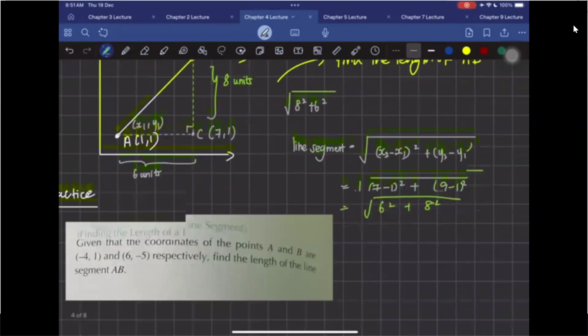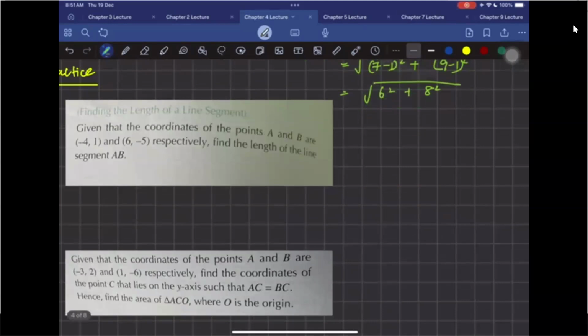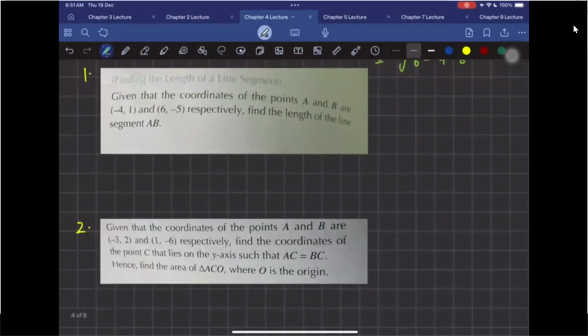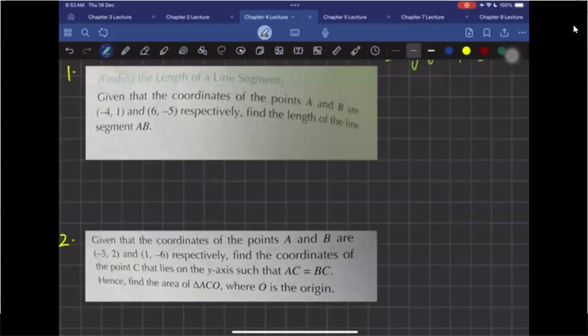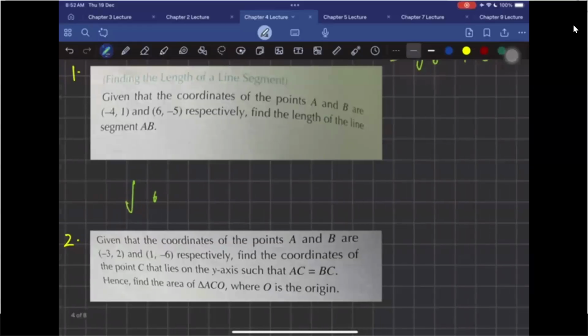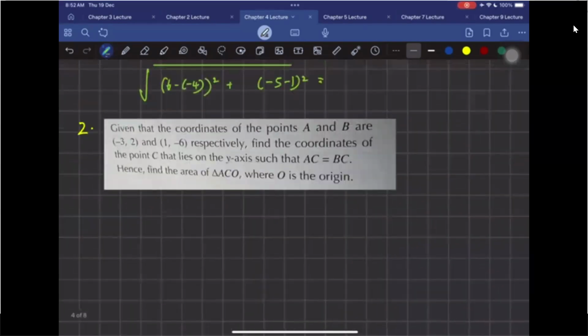Okay, so now let's try some practice. So do pause the video and try it out before I carry on. So just plug in the formula. You'll get 6 minus 4 squared plus -5 minus 1 squared. Okay, I won't go through the final answer, just plug it in the calculator. Okay, your next part.